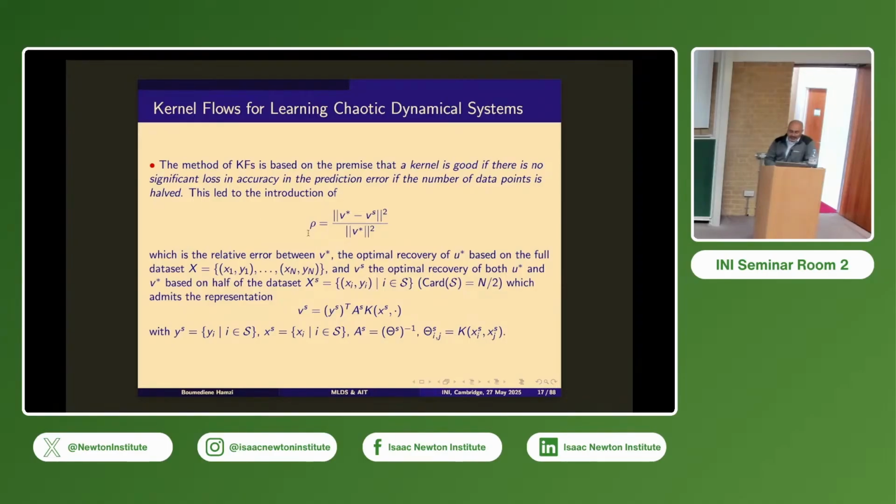One just introduces the following relative error, rho, which is the norm squared of v star minus vs in the numerator, over the corresponding norm squared in the denominator. Here v star is the interpolant with the capital N points, and vs is the subsample with capital N over 2 points. But again, don't focus too much on the N over 2, because we are interested in compression. So this number will be just a smaller number, and we want to push the compression argument as much as possible, especially by making links with the Kolmogorov complexity.